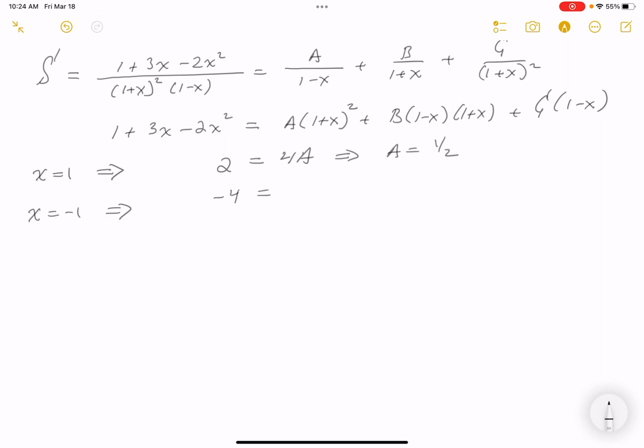And if you chose minus 1, what would you get? The first term would disappear. The second term would disappear. Third term would be 2c. So what tells me c is minus 2. All right, now I'm going to choose x to be 0. And you get 1.